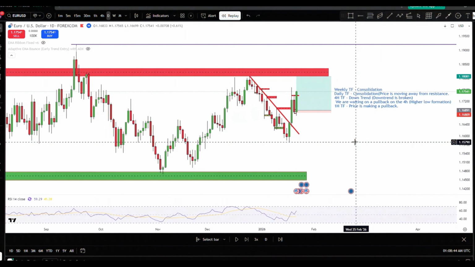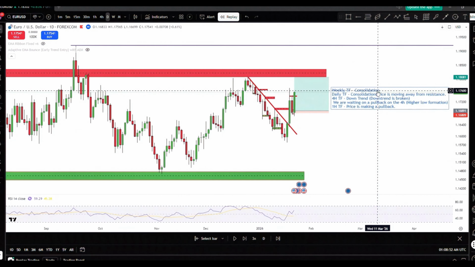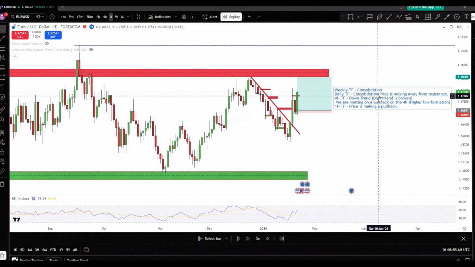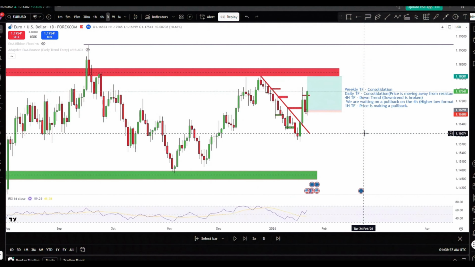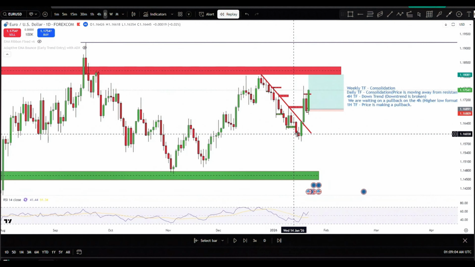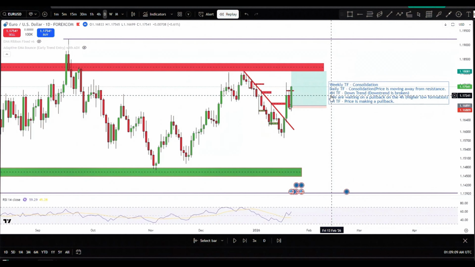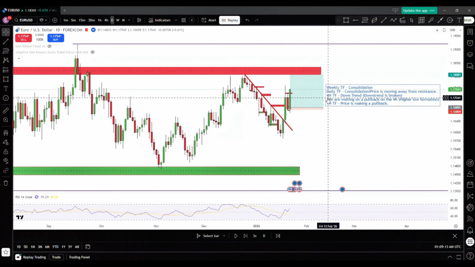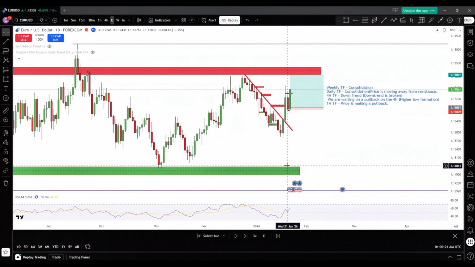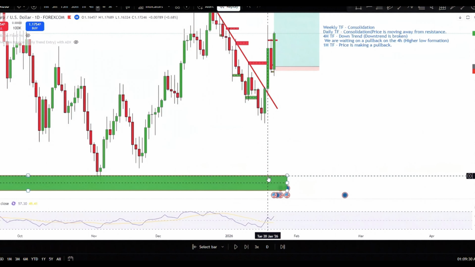So this is what my psychology was like before I took this entry. I already knew that the weekly and the daily time frame is consolidating. And I know that price just rejected the level of resistance and it was now seeking support. So when I went down to the 4-hour time frame, I saw that we had a downtrend. So I could either trade along with that downtrend or wait for price to get to my level of support for me to look to take an entry. So that's what I was expecting. I was expecting price to go here.